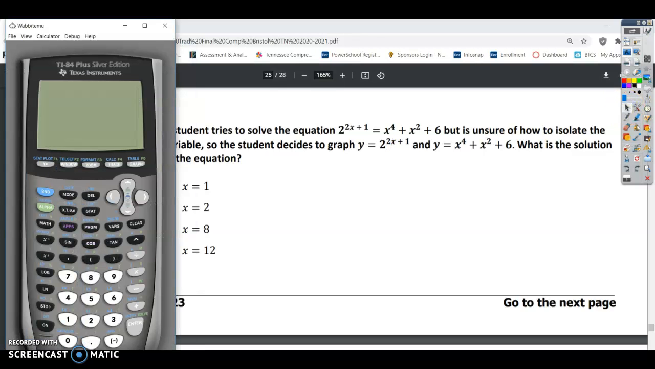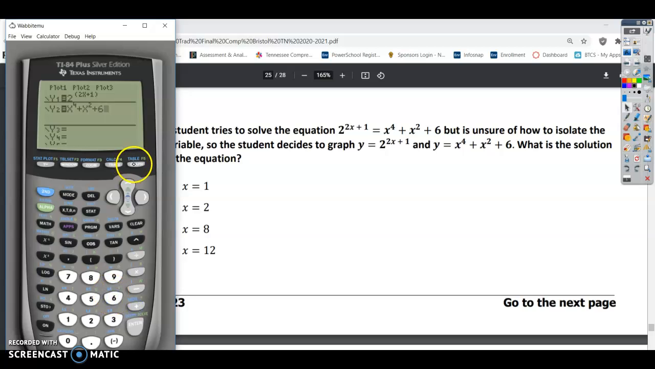So if I pull up my calculator, I'm going to turn it on, and I'm going to go to y equals, and I'm going to plug in 2 raised to the, and I've got to put this in parentheses because there's a lot of stuff up here, 2x plus 1. All right, and then I'm going to come down to my second equation, and I'm going to plug in x to the 4th. Make sure you bring that down so you don't leave it up in the exponent. And then x squared, and then plus 6.